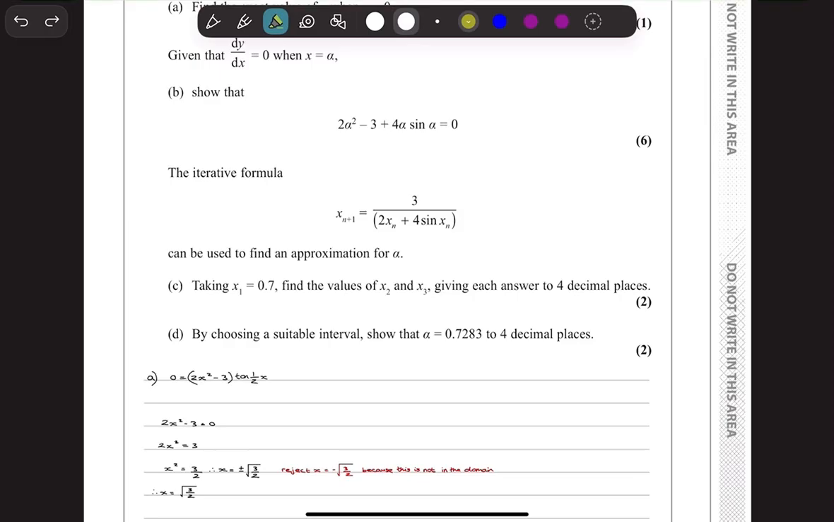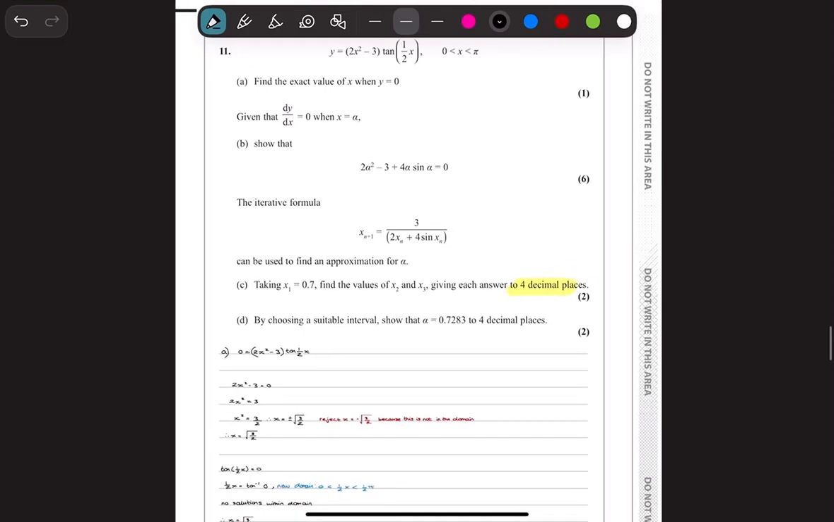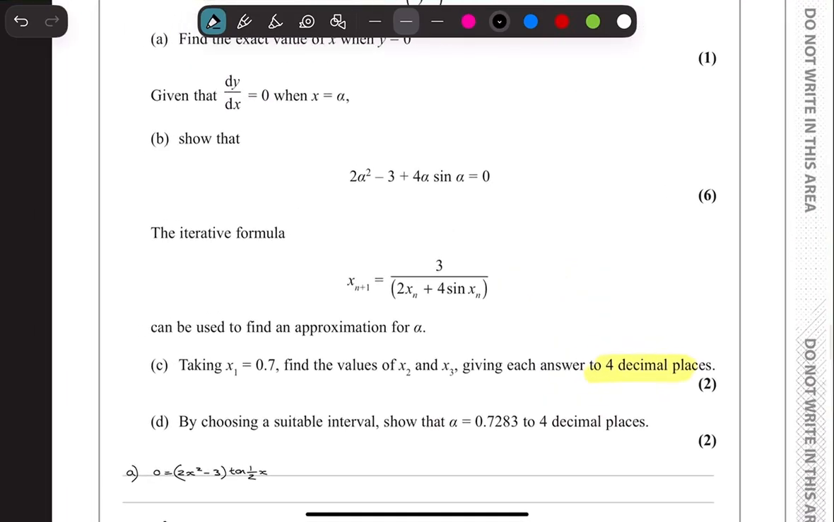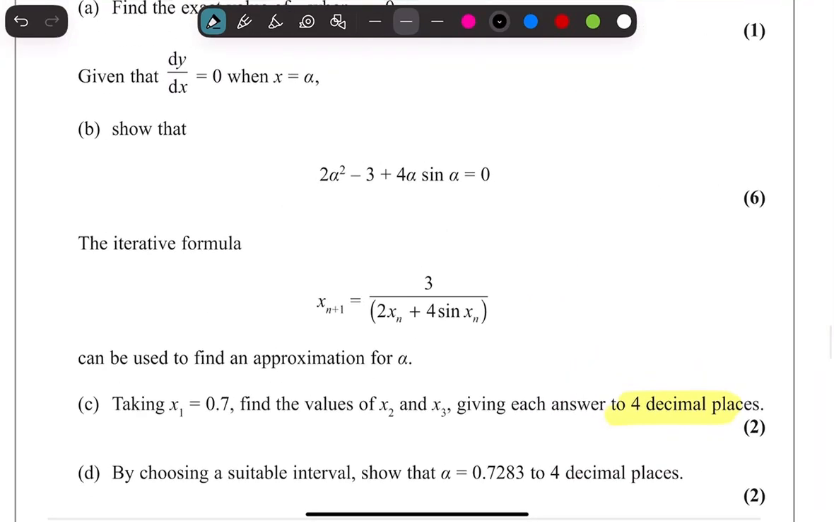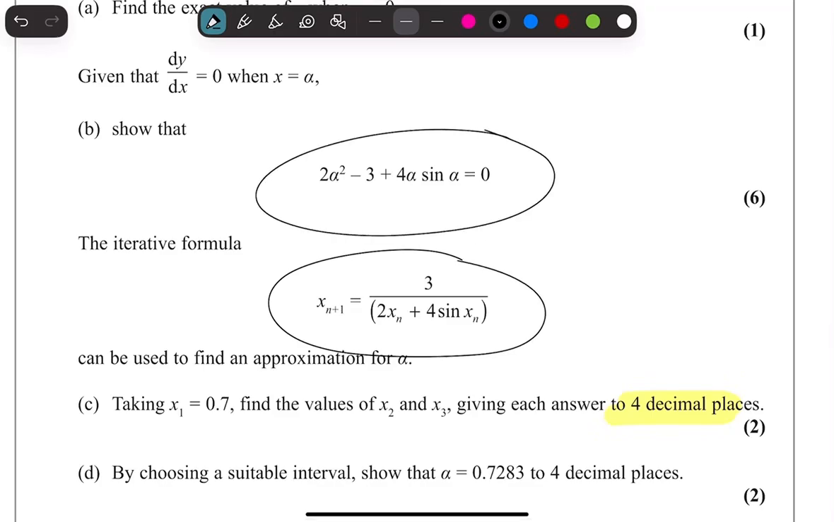This is very important. Highlight this, because a lot of people tend to forget that and you'll lose a mark or even a couple marks by doing this and forgetting. So make sure you mention that. And also, the way they got this from this is they literally just rearranged it in terms of alpha, and then they replaced alpha with xn. So that's how you're meant to do it.